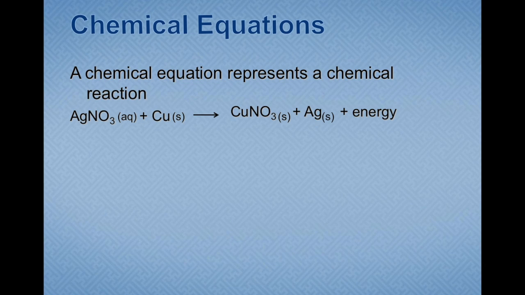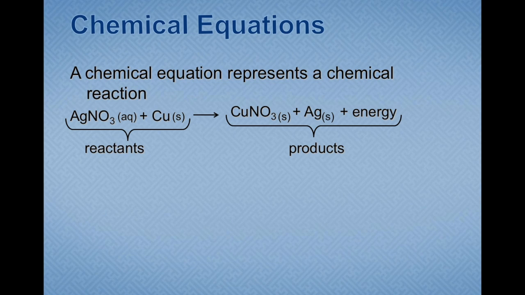The arrow indicates that reaction occurs, and then we end up with copper nitrate and solid silver, and we also release some energy in this process. So in this equation, the silver nitrate and copper are reactants. That's what we start out with. And the copper nitrate and solid silver and energy are products.